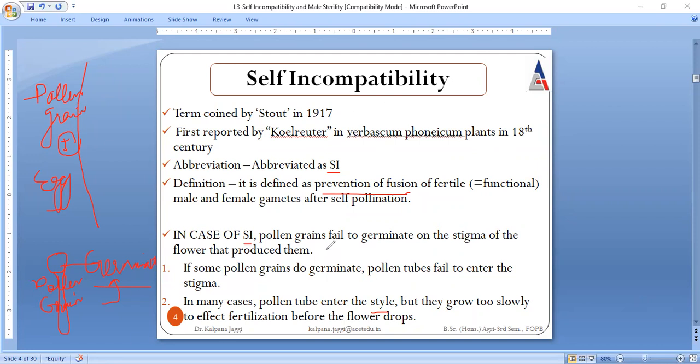So we discussed the two cases of why self-incompatibility takes place. In many cases the pollen grain is germinating but the pollen tube is not capable of entering into the stigma. And if the pollen tube is capable of entering into the stigma, then the penetration is so slow that by the time it reaches the egg or the ovule, the flower drops. And if the flower is dropping, then there won't be progress of any process that is taking place within the flower.